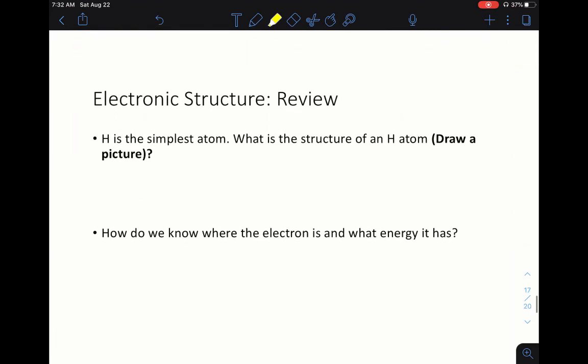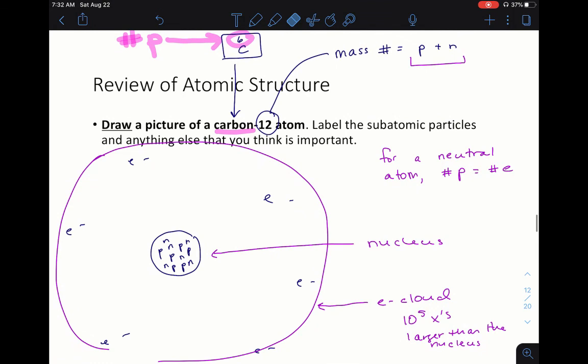quantum mechanics. In this picture of the carbon-12 atom that I just drew, an electron cloud, right? But I'm going to want to know, where is this electron? What is its energy? What shape is the orbital that it's in? So you will need to review those topics from general chemistry, and I am here to help you.